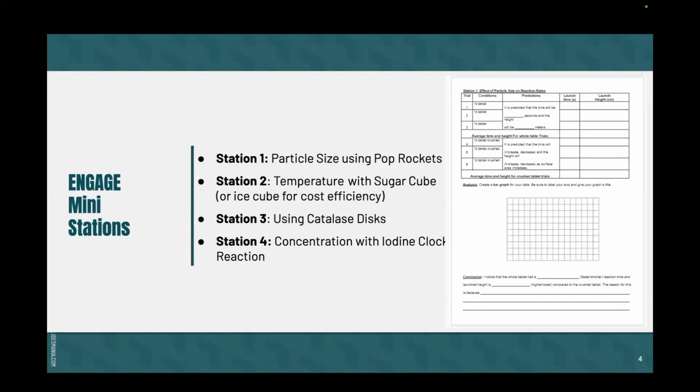Students will collect and analyze data to start seeing patterns. So you see on the right-hand side, they do have to graph, and they can see patterns. And from this lab, they are going to be able to start seeing the different effects on reaction rate depending on particle size, temperature, using a catalyst, and concentration.